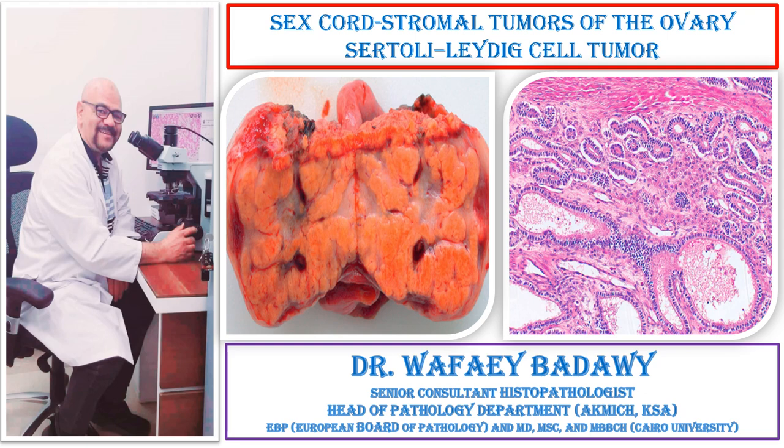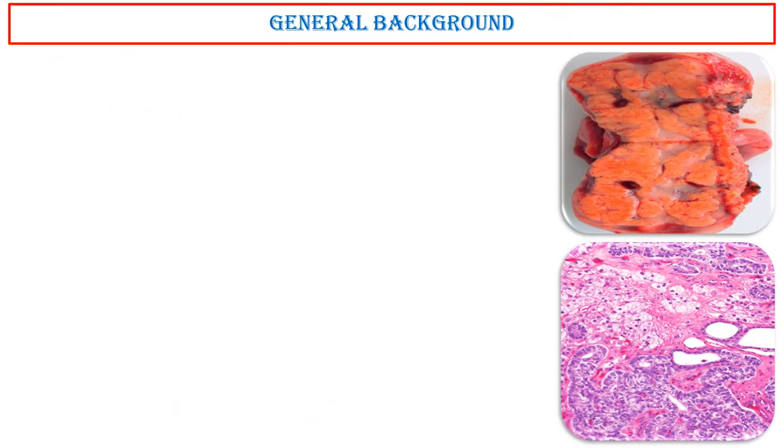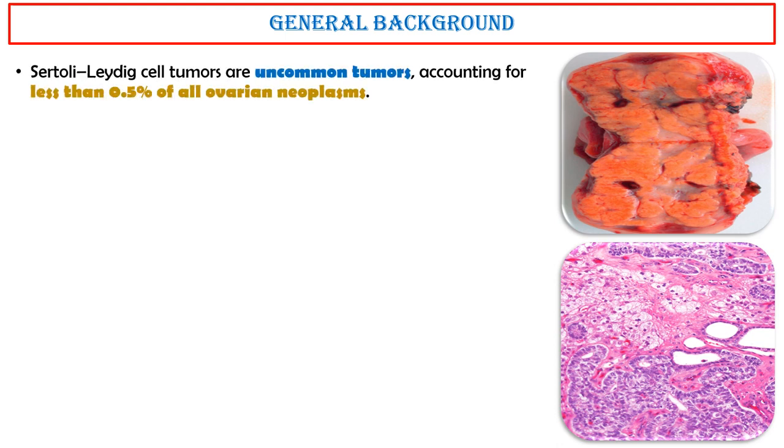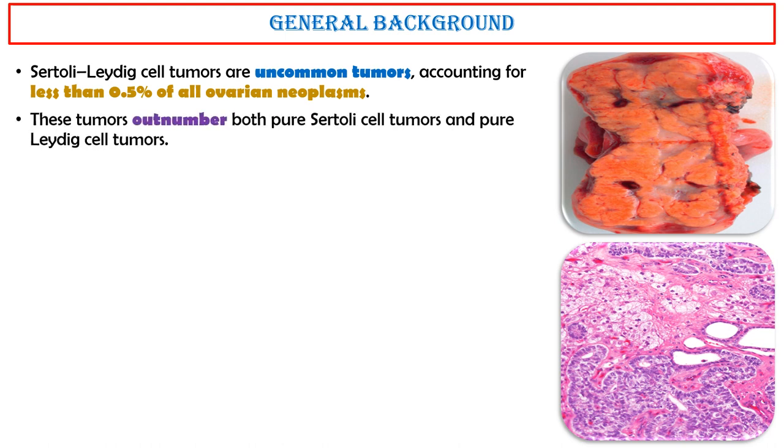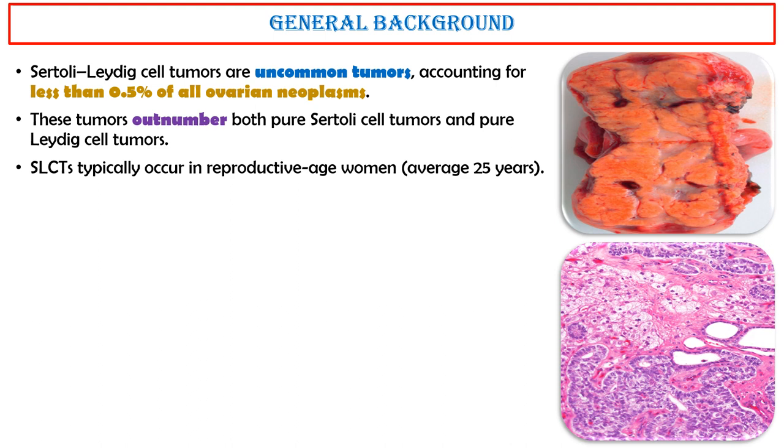AKMICH-KSA. I'll be talking about sex cord stromal tumors of the ovary, Sertoli Leydig cell tumor. General background. Sertoli Leydig cell tumors are uncommon tumors, accounting for less than 0.5% of all ovarian neoplasms. These tumors outnumber both pure Sertoli cell tumors and pure Leydig cell tumors. Sertoli Leydig cell tumors typically occur in reproductive age women, average 25 years.